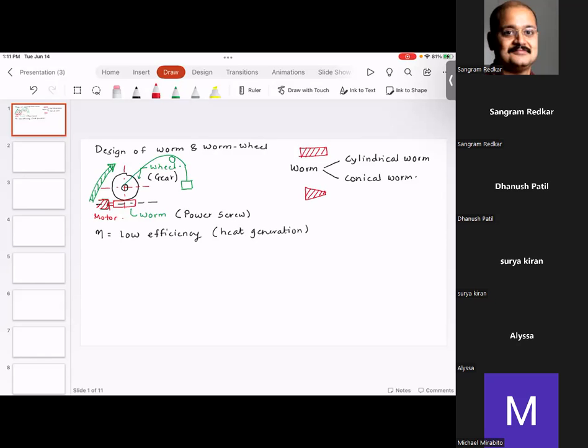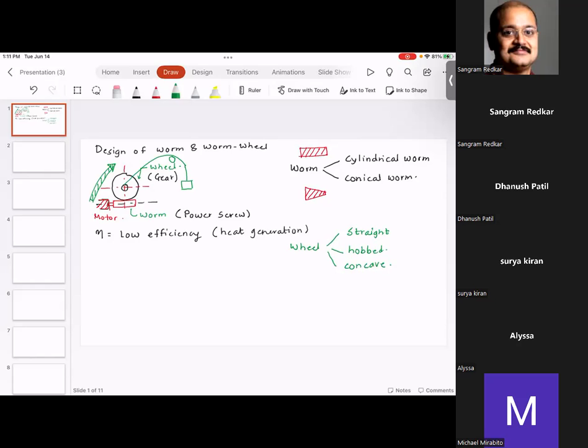Similarly, if you look at the worm wheel, or sometimes also just called the wheel, you can have a straight wheel, just like a spur gear. You can have a hobbed wheel, and you can have a concave wheel.